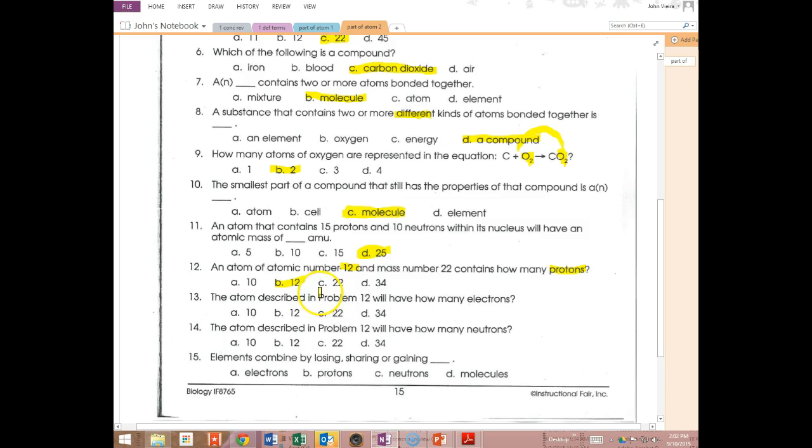The atom described in problem 12, the one before, that has 12 protons and 22 as the mass number, will have how many electrons? Well, since the protons and the electrons are the same, it should be 12.